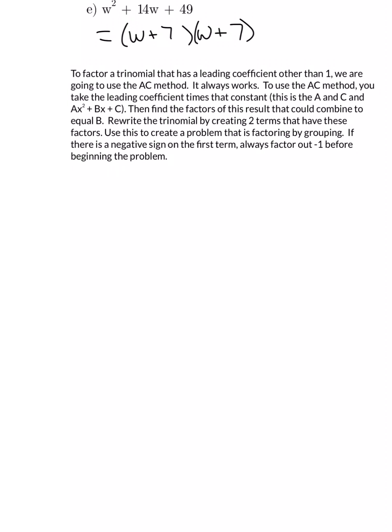Beware, if you do have a negative sign on the first term, on the squared term, factor out a -1 before you start the AC method. We are going to factor 7x squared minus 15x plus 8 by using this new AC method. First, we're going to look at what A times C equals. Our A is 7. Our C is 8. 7 times 8 is 56.